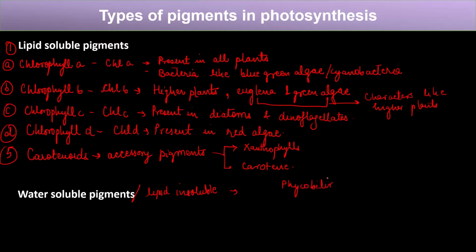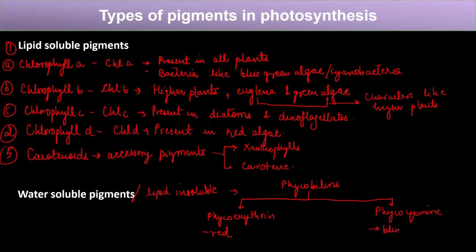So the water soluble pigment present in photosynthesis is phycobilin, and these phycobilins are of two types. The first one is phycoerythrin, and the second one is phycocyanin. So what is phycoerythrin? This is red in color, and the phycocyanin gives blue color.